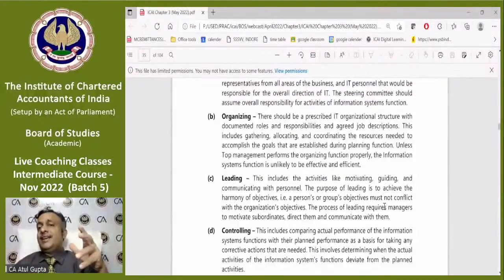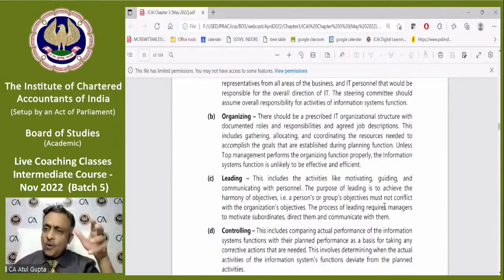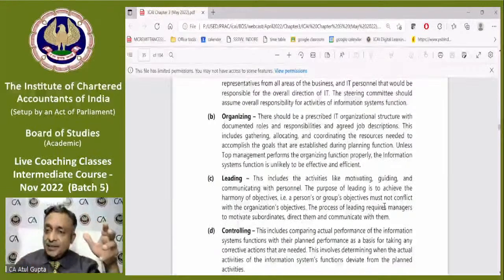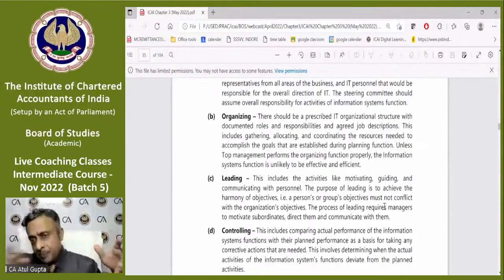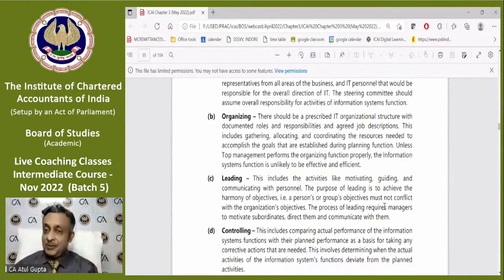So within, say, the institute's live video classes, at the organizing level, you can define the roles and responsibilities of, say, the board of studies. What is the BOS supposed to ensure? Agreed job descriptions to include gathering, allocating, and coordinating resources.